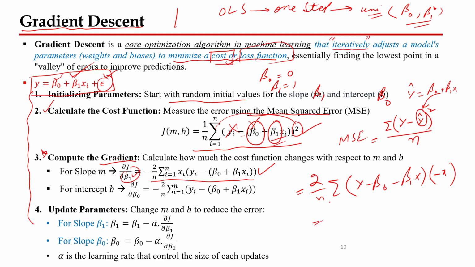Similarly, if I would like to get the gradient with respect to beta naught, what I am going to get is 2 by n, the power comes first, summation of y minus beta naught minus beta 1 x.